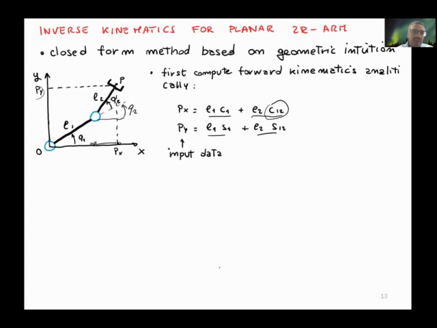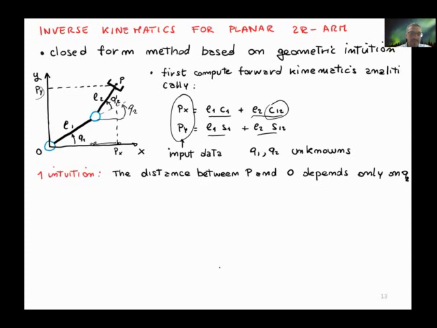We have input data, which is our end effector position, and we want to find Q1 and Q2 to solve our inverse kinematics. What we can do, for example, is try to square and sum these two equations, because we know that the distance of the point P with respect to the frame origin O depends only on the joint Q2. Think about that.